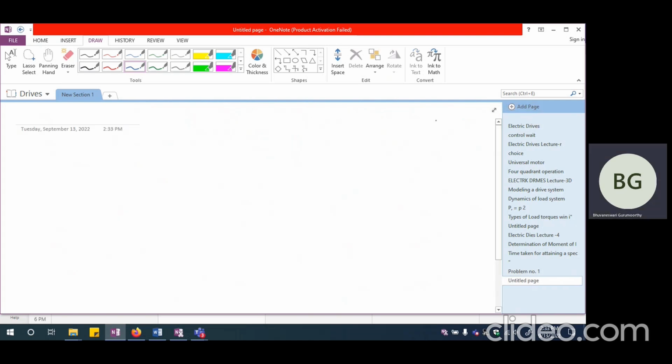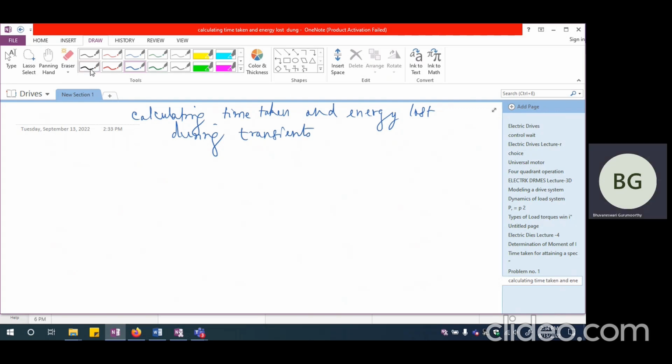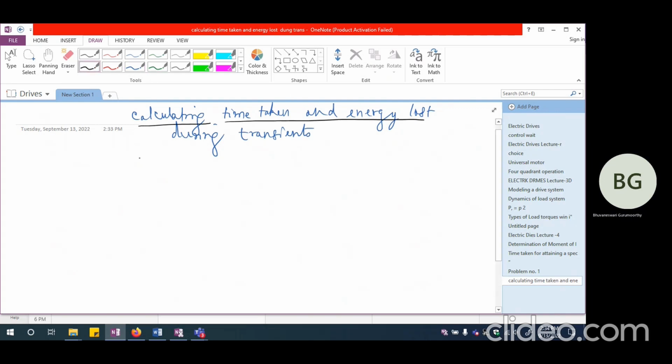Okay. Now we are going to look at one more problem regarding calculating time taken and energy lost during transients. So we are going to look at this through another worked example. So the problem statement goes as follows.